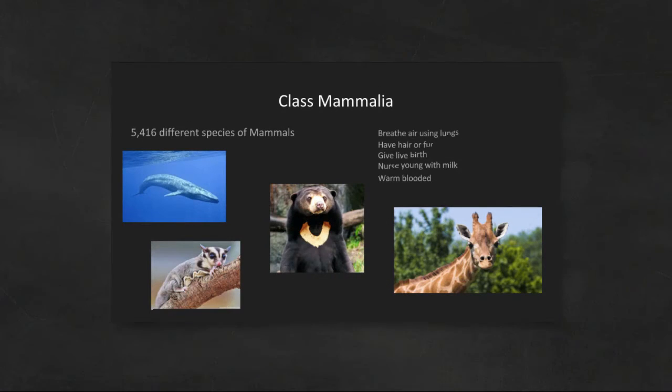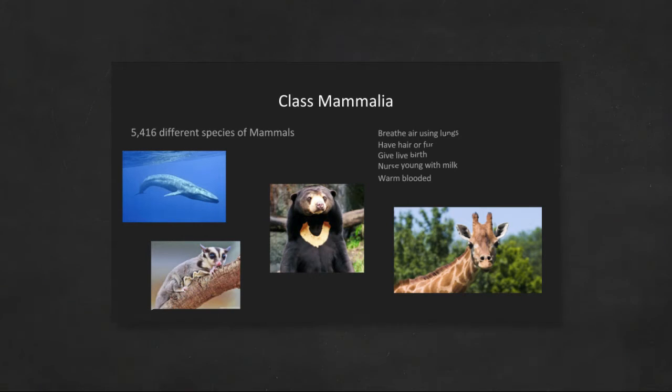We've taken to the sky, we've dived into the deep blue. Let's take a look at a class of animals that are found on land. Let's look at class Mammalia. There are over 5,416 different species of mammals on this world. Some common traits that they all share is that they breathe air using their lungs, they have hair or fur, they give live birth, they nurse their young with milk, and they're warm-blooded.